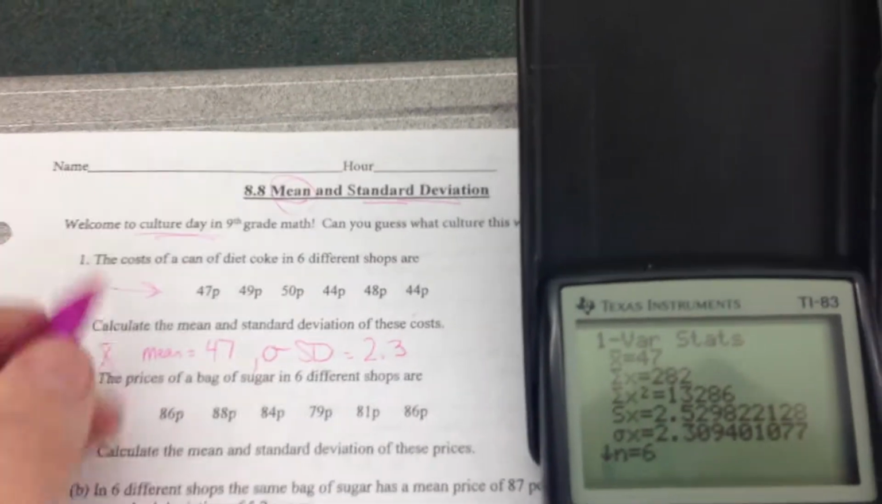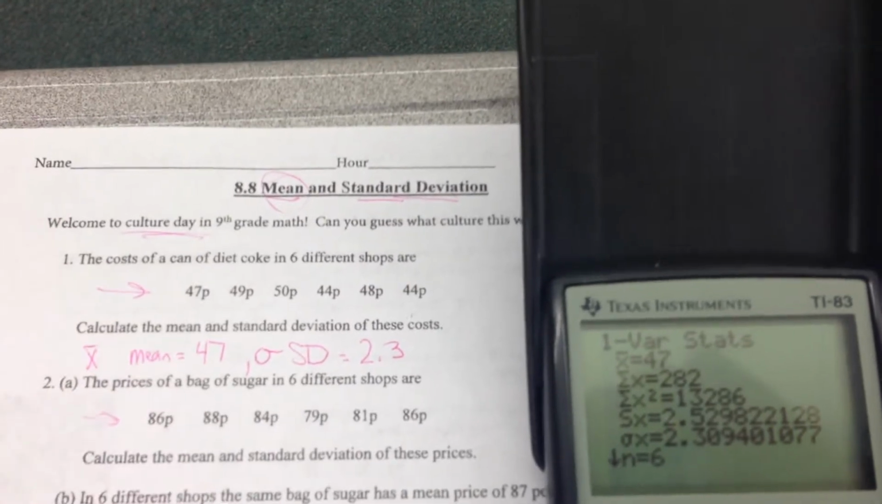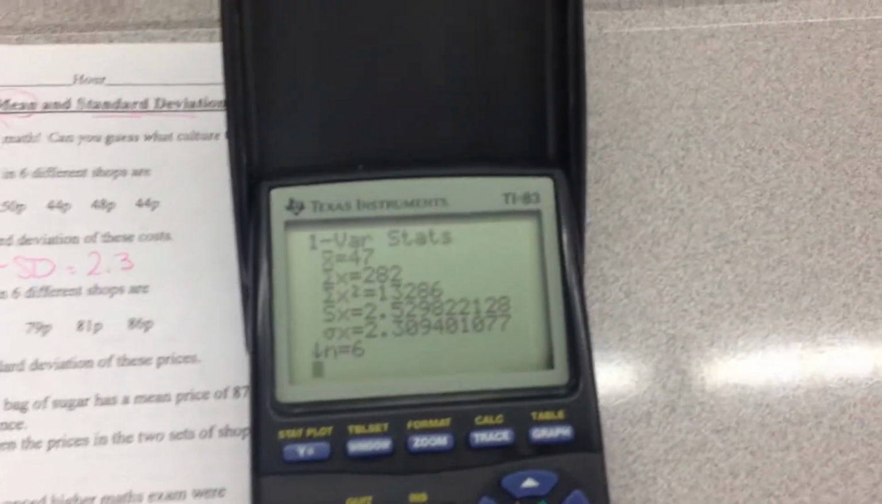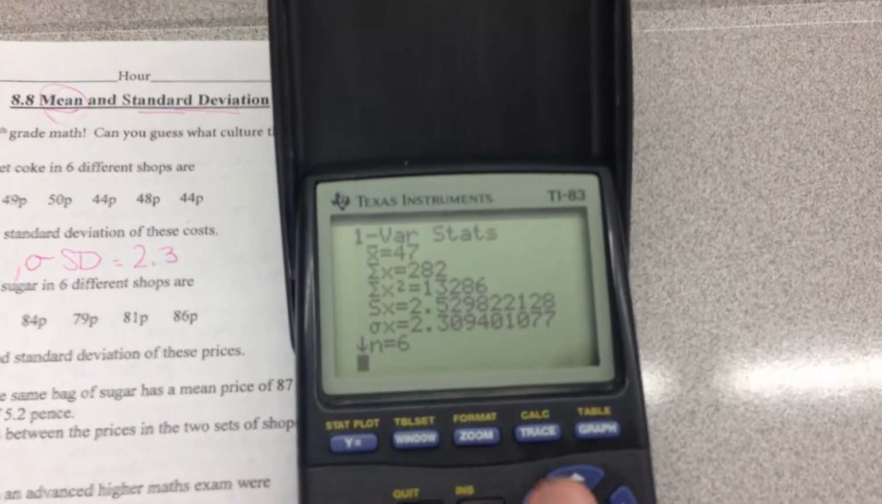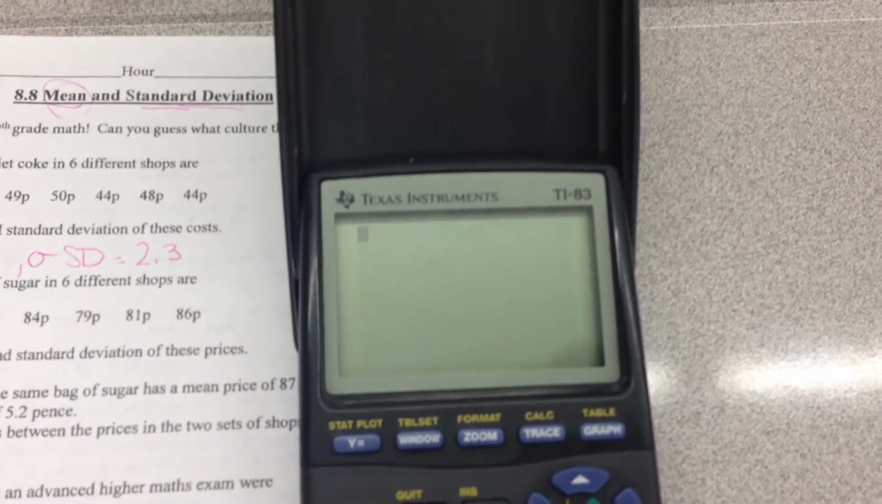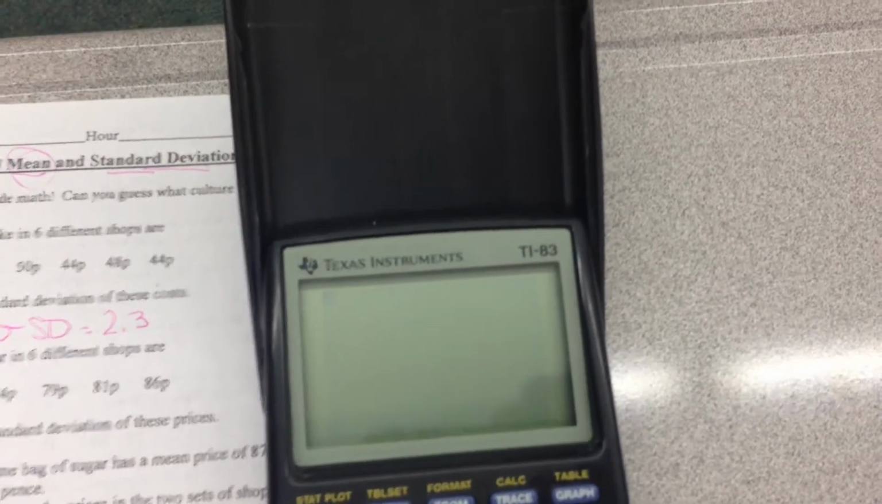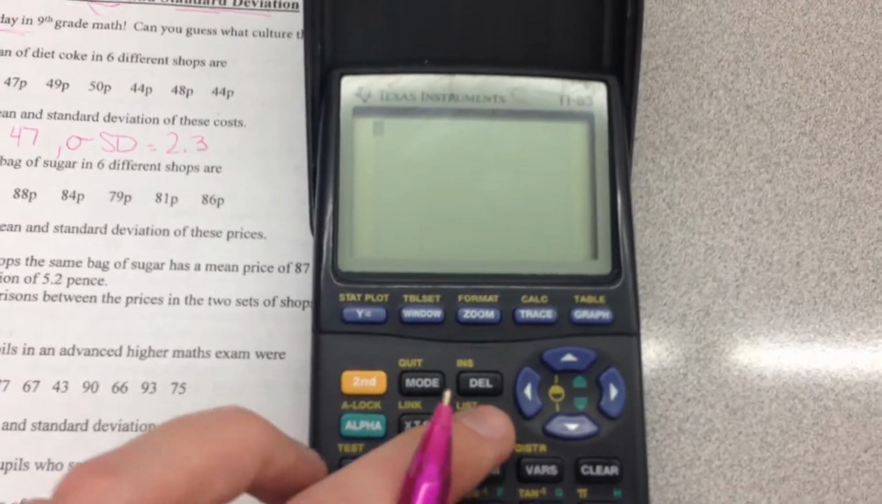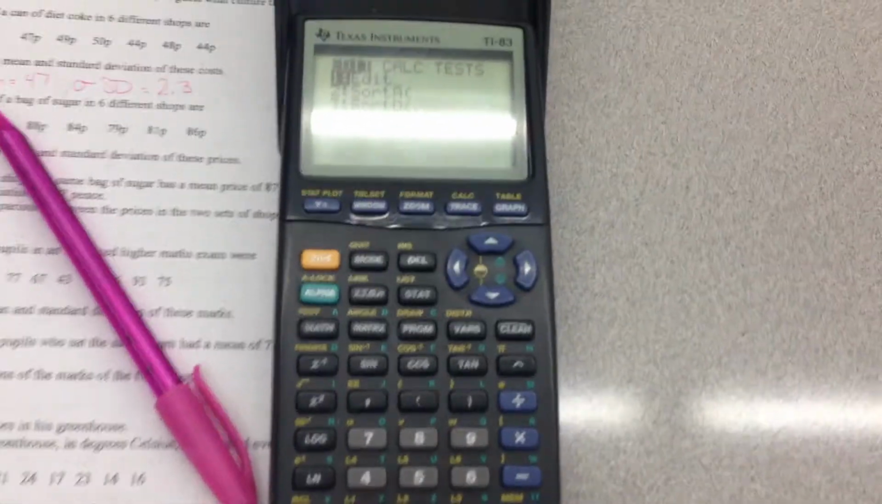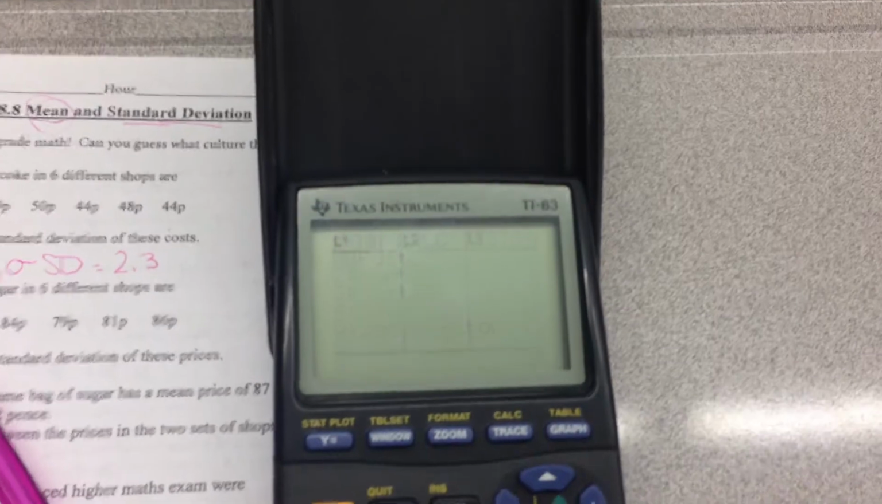So for number 2, we need to take out our old data and put this new data in. I always just clear it. That's like so many numbers right there on the screen. I'm just going to push clear, and let's go back into our list. So we'll just push stat, and then I'm going to push enter to edit that.